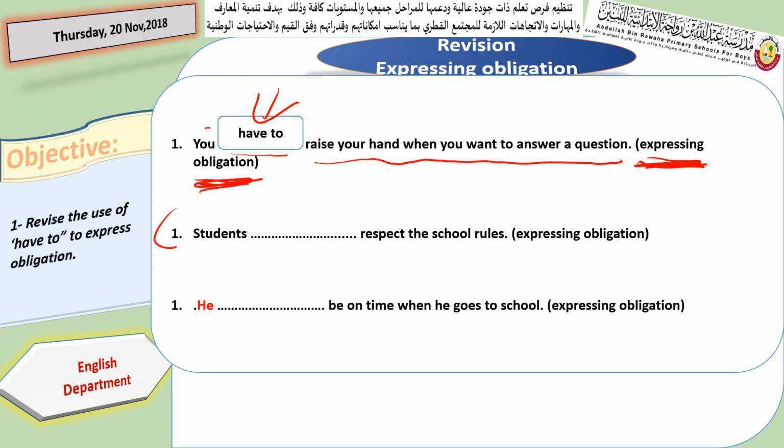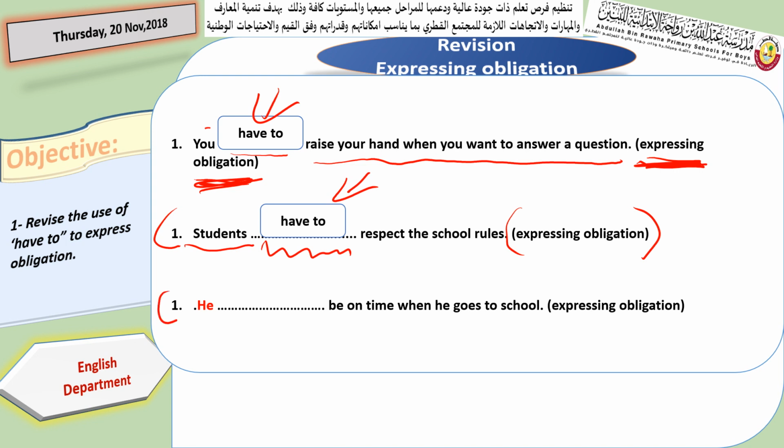Sentence number 2 الجملة الثانية students الطلاب فراغ respect the school rules. Here we have also between two brackets بين قوسين we have expressing obligation عبر عن التزام. So how do we express obligation? We use have to. Students have to respect the school rules. يتوجب على الطلاب احترام قوانين المدرسة.